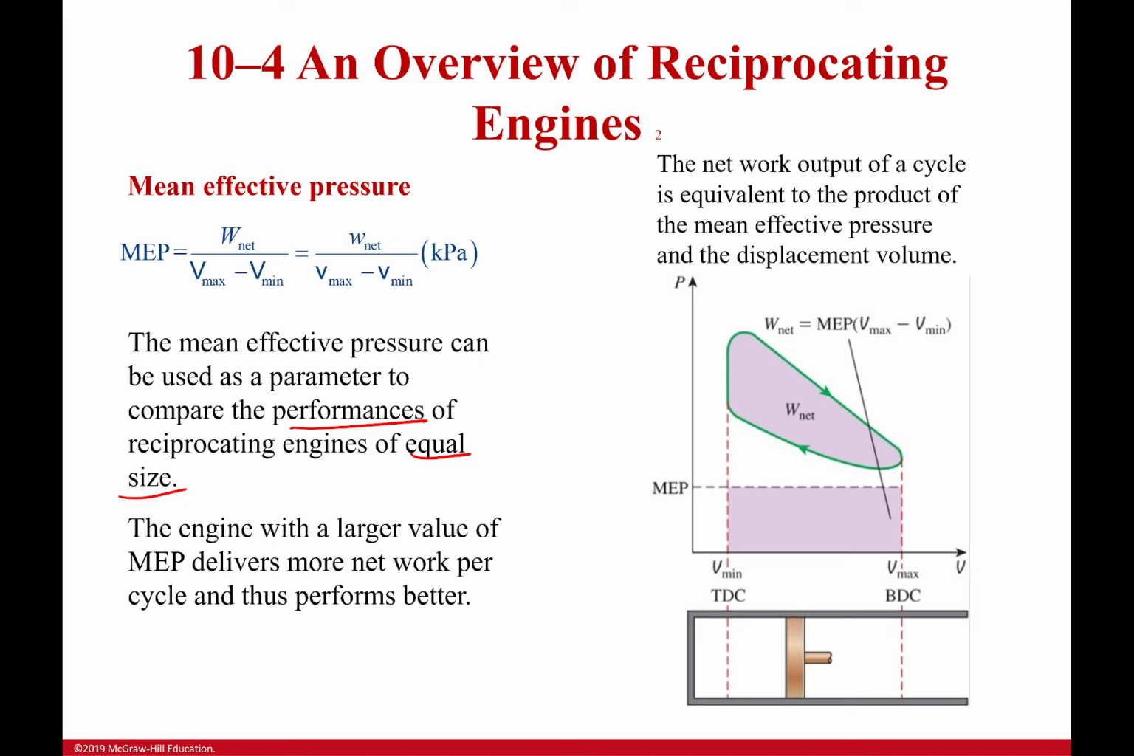Now, another cool thing is that we know that this area right here is equal to our net work. But a cool thing is mean effective pressure actually has units of, who would have guessed it, pressure. And the mean effective pressure times our displacement volume is actually also equal to our net work. So it gives us another way of calculating that too. And the units for that are pretty simple. You see net work here, I'm just multiplying the bottom onto the other side.